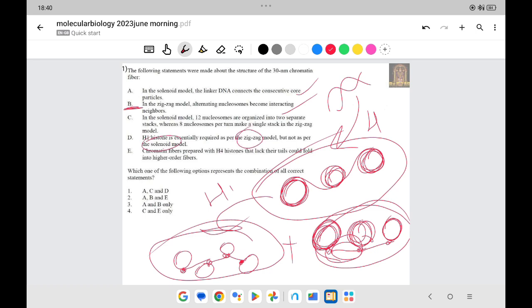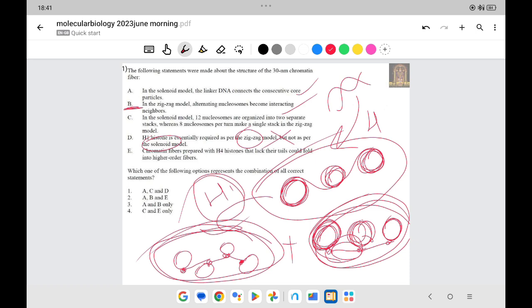If you want to make the 30 nanometer form, where these zigzag and solenoidal, both forms are 30 nanometer structure, then to make this structure, the H1 histone protein is also required. That is very much essential. So this statement is also wrong.